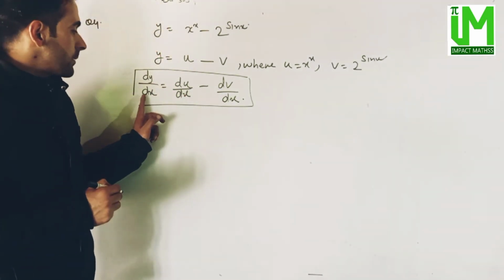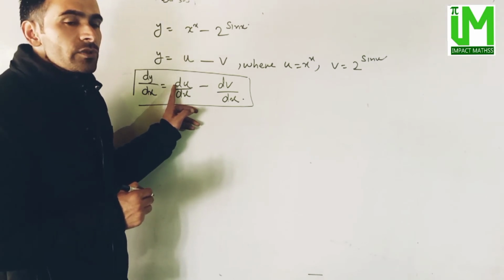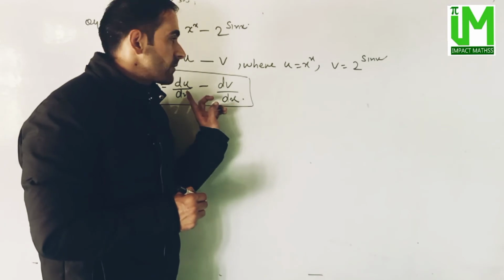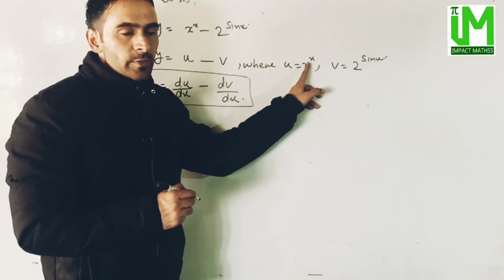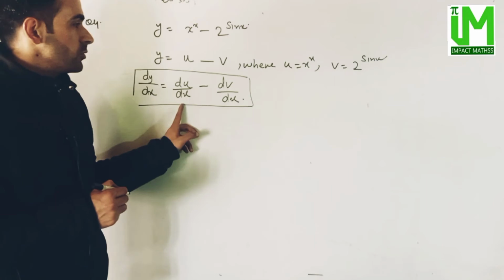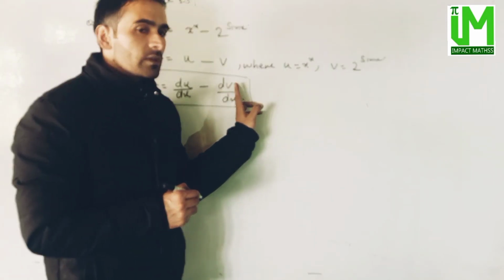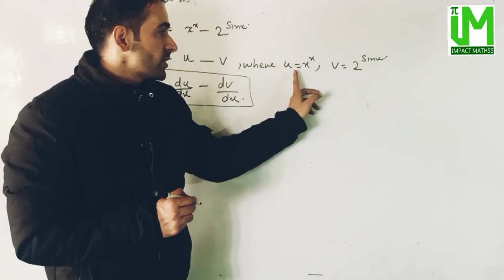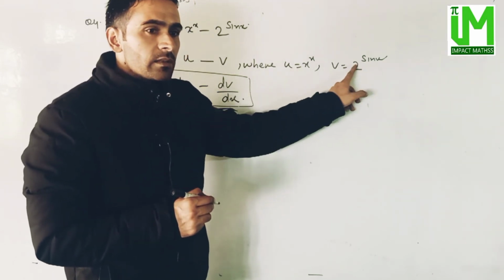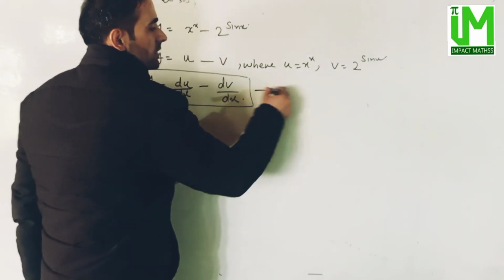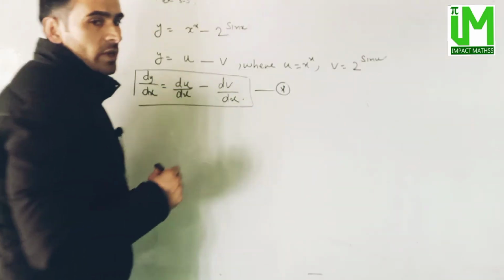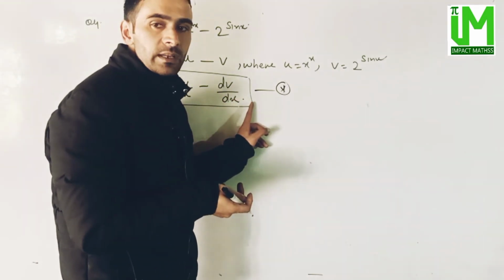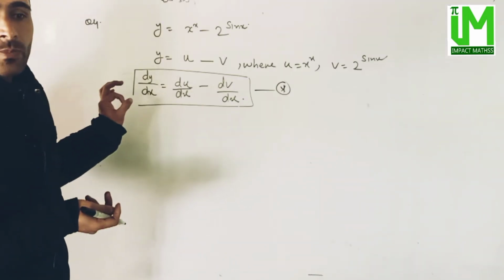That means dy by dx is the value of du by dx minus dv by dx. But what is the value of u? u is x raised to power x, and v is 2 raised to power sin x. So we have to differentiate this function with respect to x and this function with respect to x. So this is equation star. Once we find du by dx and dv by dx in equation star, ultimately we'll be able to find dy by dx.